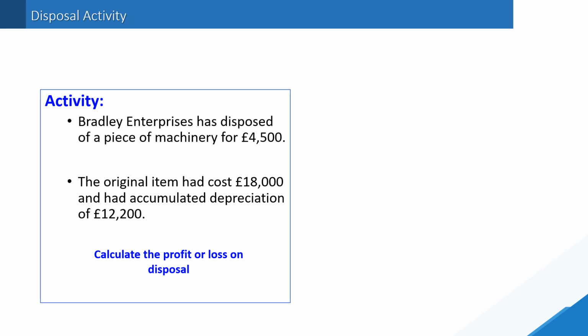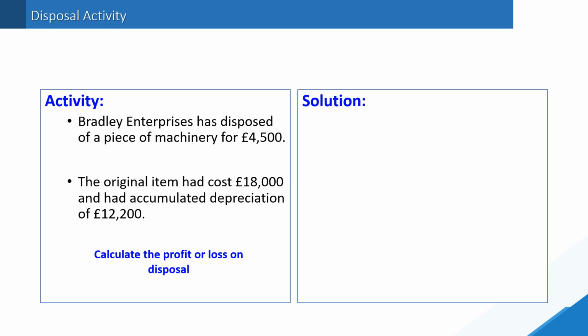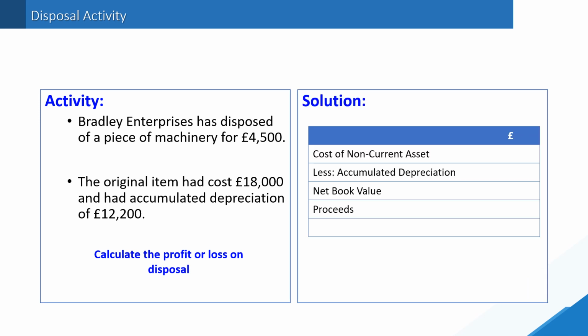Perfect. Thank you for that feedback. So let's have a look at that solution. The cost of the non-current asset, we're just going to fill in the template. We're just going to look at the original information. The £18,000 was the cost of the original non-current asset.